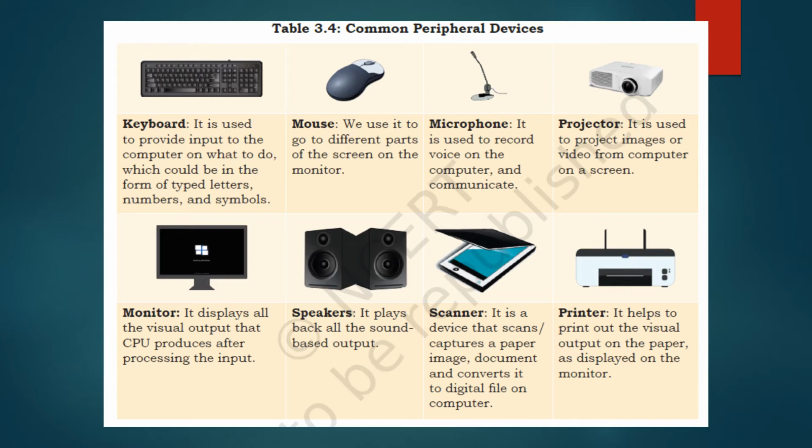Monitor. It displays all the visual output that the CPU produces after processing. Speakers. It plays back all the sound-based output. Scanner. It is a device that scans and captures a paper image or document and converts it to a digital file on the computer. Printer. It helps to print out the visual output on paper as displayed on the monitor.